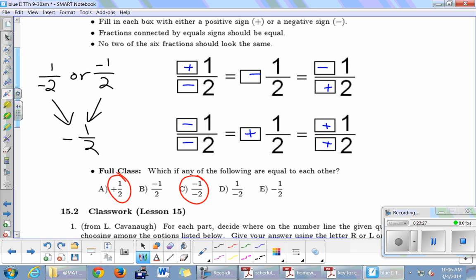Because we know two negatives divided make a positive. Any others equal to positive 1/2? Is E? No. Okay, so then I'm going to put a rectangle around the part B answer here. Are there any other fractions equal to that one? D. Any others? And also E. Good. Okay.